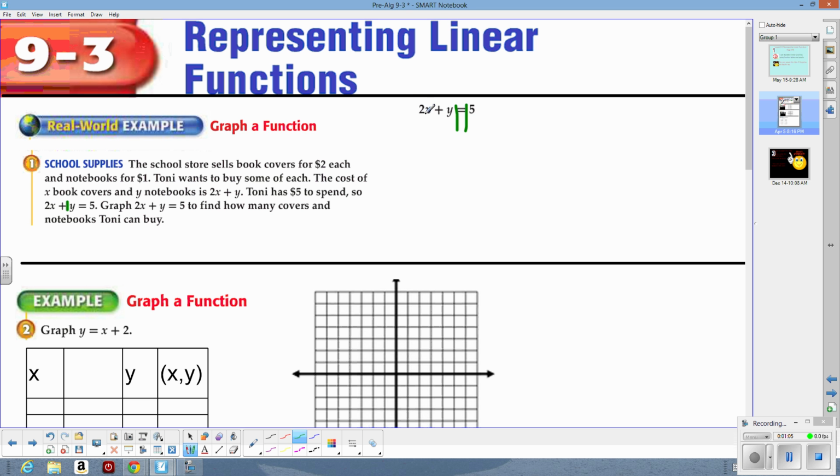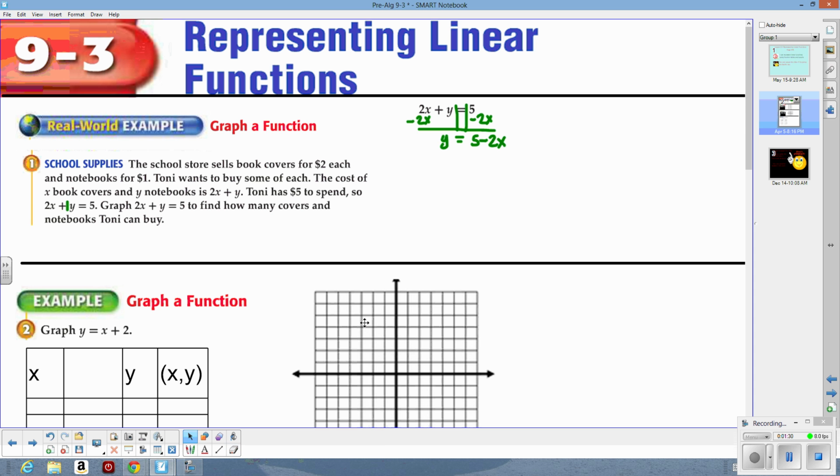We're going to do that by getting rid of this 2x by subtracting 2x from both sides. So on the left side, this is going to be 0, which means you're left with y equals. Now over on the right, these are not like terms, so they cannot be combined. You're just going to write 5 minus 2x.